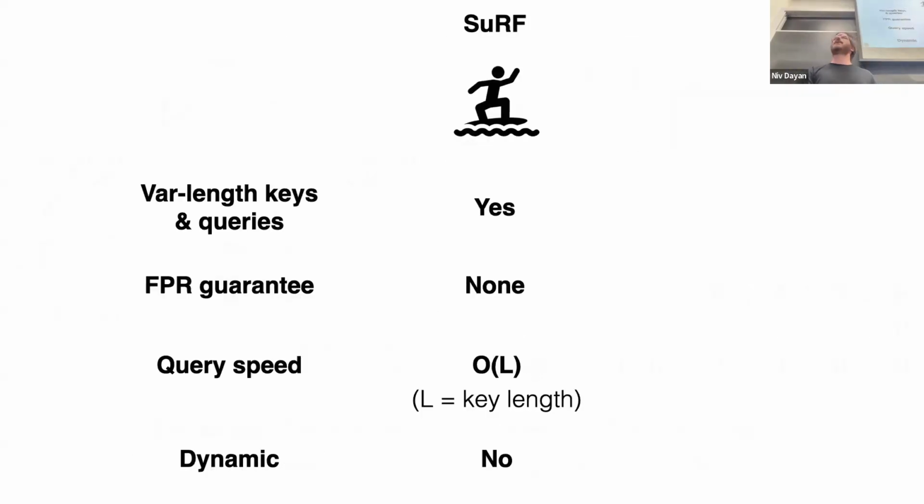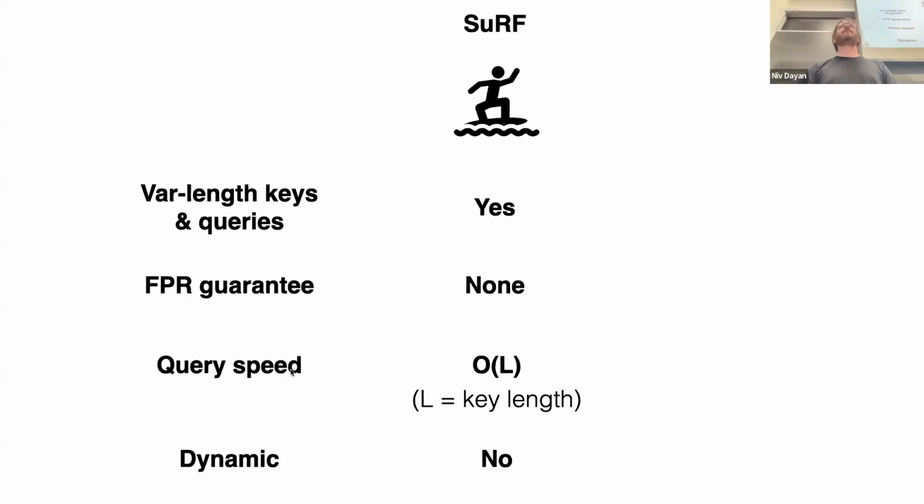So that's the summary. Does it support variable length keys and queries? Yes, it's a trie. Does it provide a robust false positive guarantee? Not really, because you can have a situation of a correlated workload where the queries are very similar and just happen to always match existing prefixes. This makes the filter essentially useless.